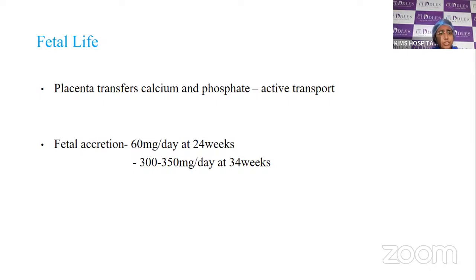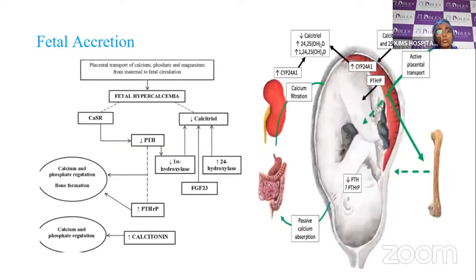The placenta is the main site of transfer of calcium and phosphate to the fetus through active transport, and the fetal accretion rate is around 60 milligrams per day at 24 weeks of gestational age, which increases and peaks around 34 weeks at 300 to 350 milligrams per day. So we will see what hormones play roles in calcium, phosphorus and vitamin D metabolism in the fetus.